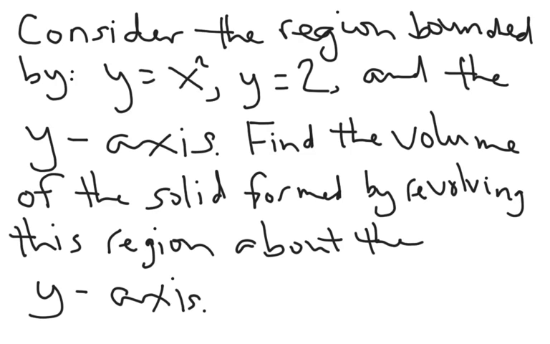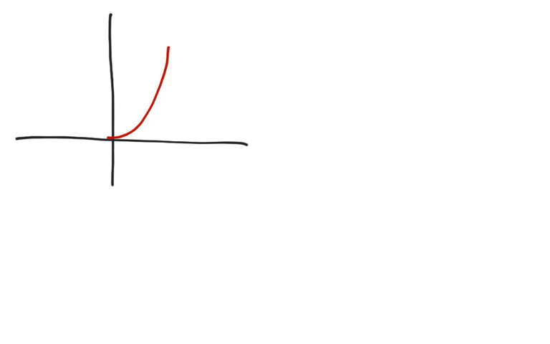So let's get a clean page here and see if we can figure this out. Let's first start by sketching the region. So okay, there's our xy axes here. Now, of course, with the parabola, we have a part in the first and second quadrant.